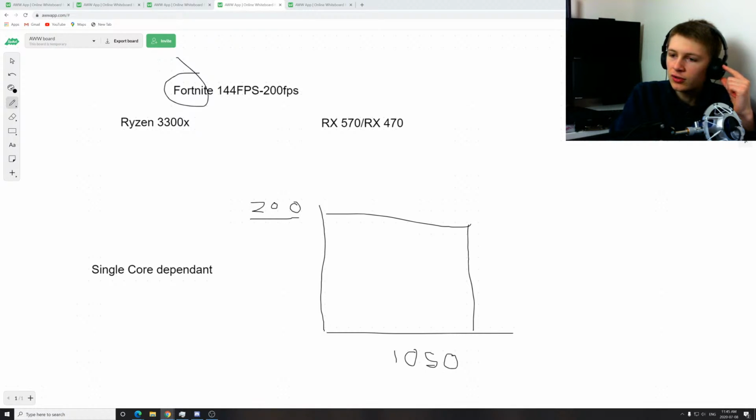Yeah, Anacarta, you can cap at 60 FPS, and it'll run a lot smoother there.